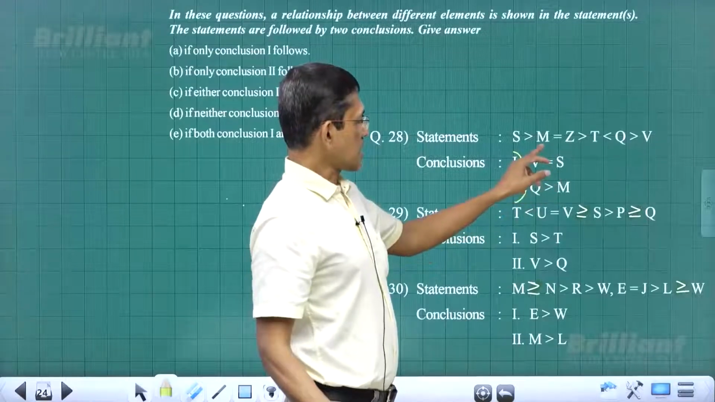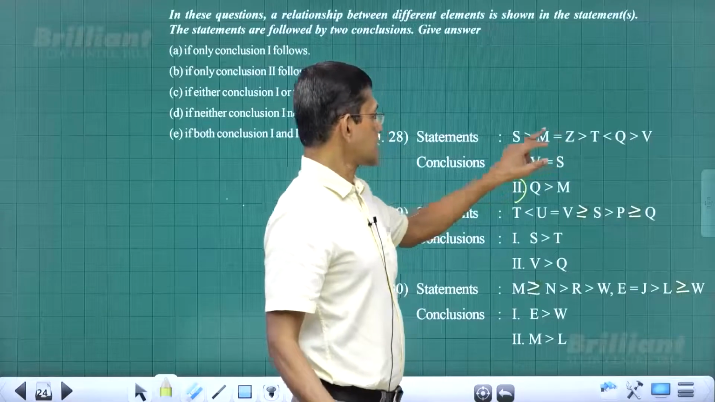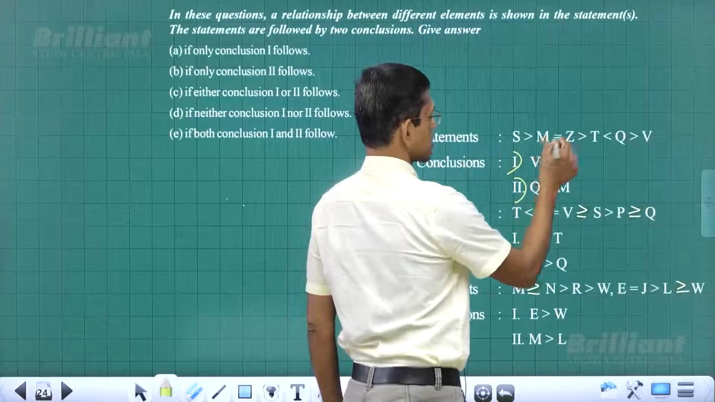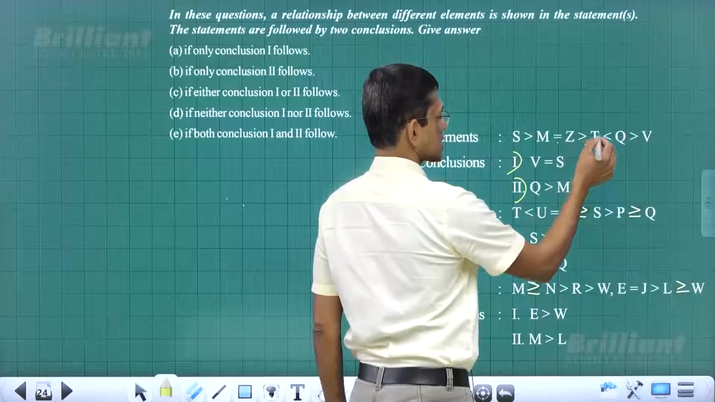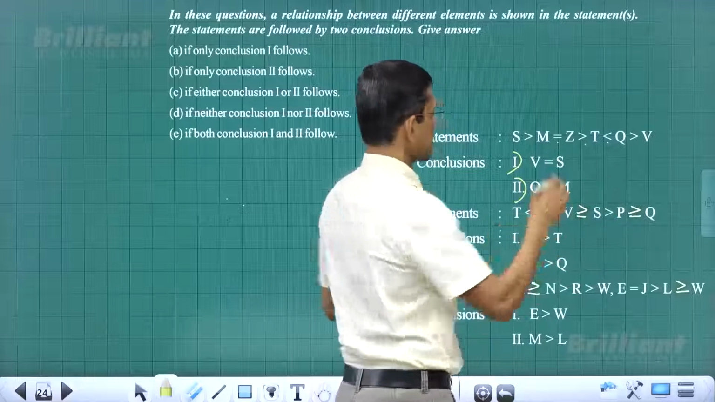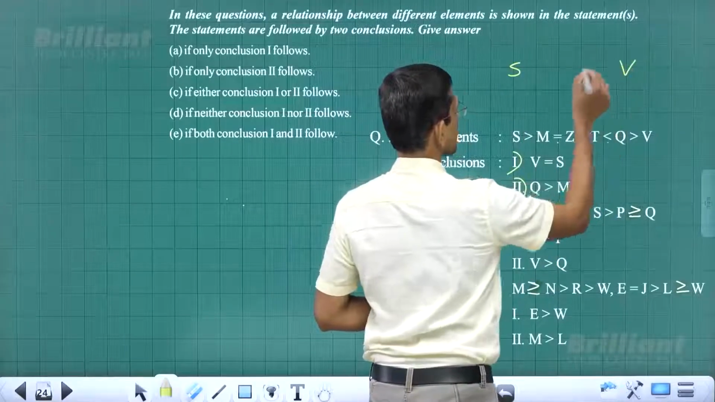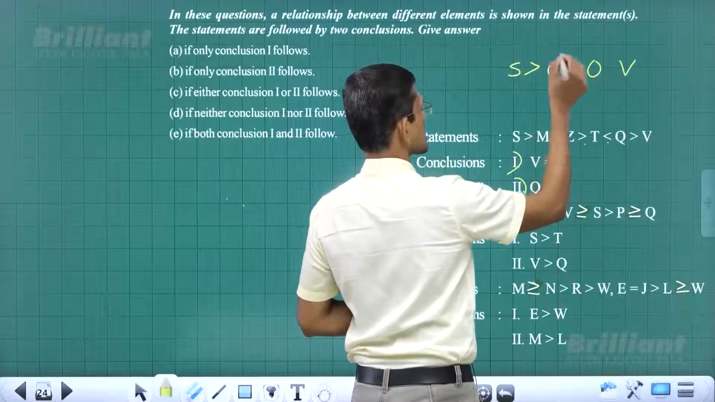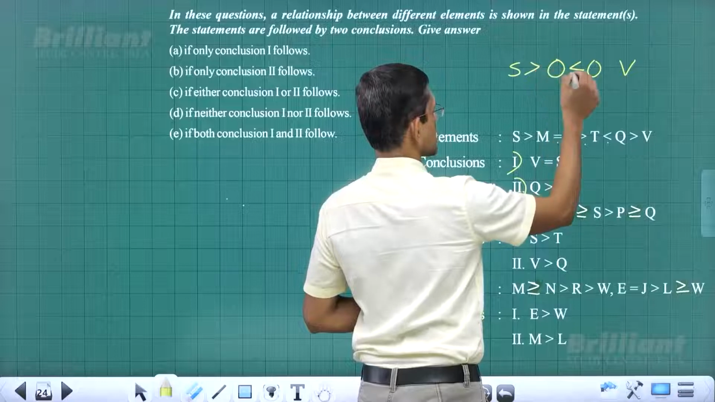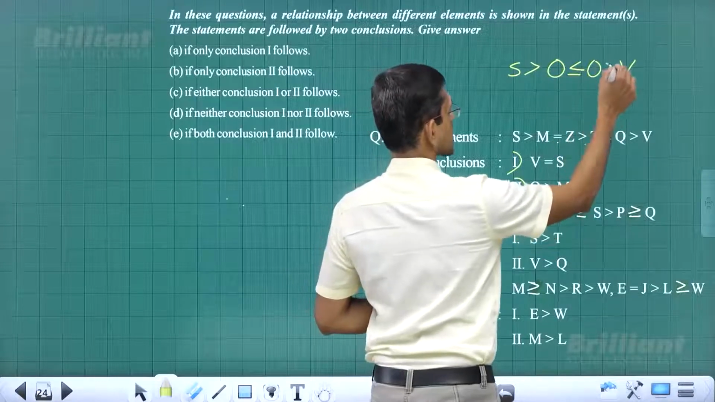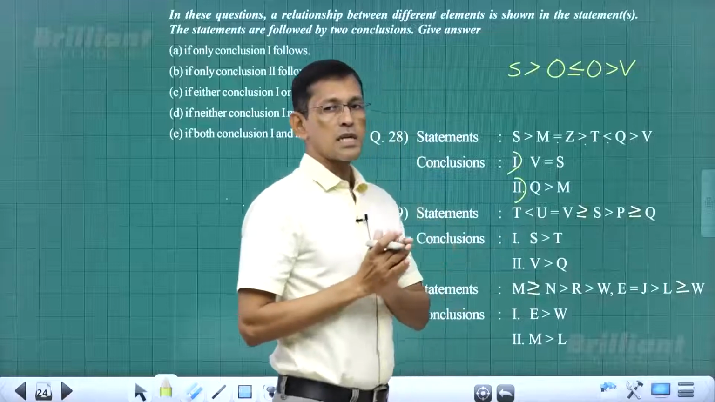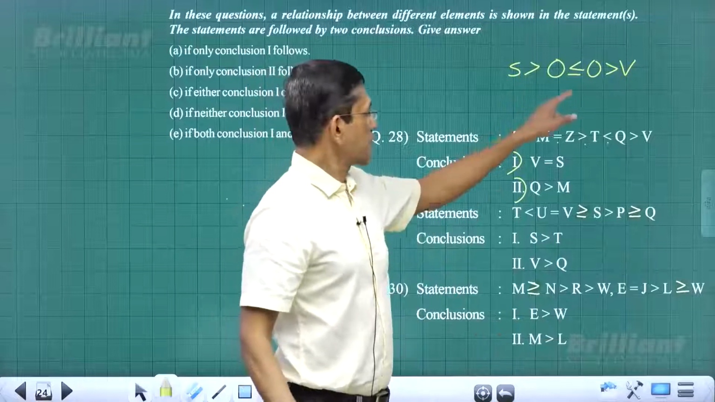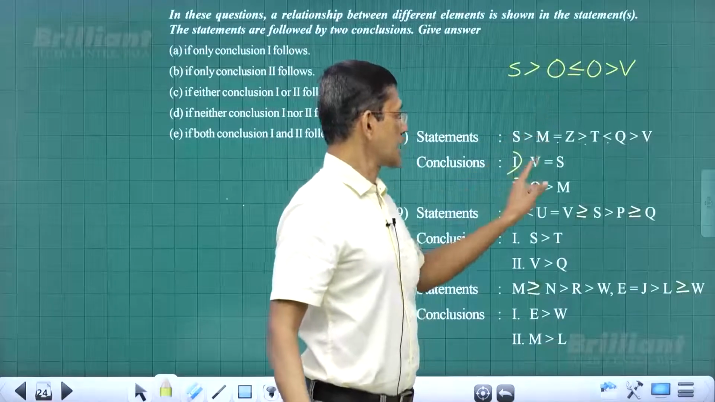V is equal to S. Look at that, V here and S here. And how many symbols between V and S? One greater than symbol, one equal to symbol, another greater than symbol, less than. So if between S and V you have contradictory symbols, like greater than, then less than, or greater than and less than or equal to, then definitely, whatever the conclusion is, that doesn't follow at all. If you have contradictory symbols between these two given letters, V and S.